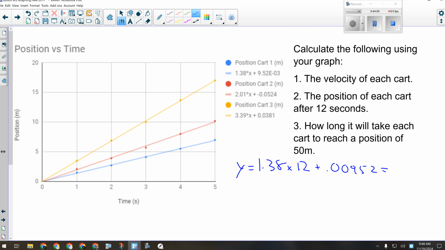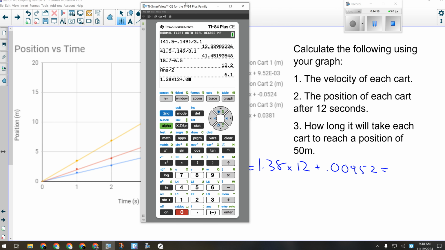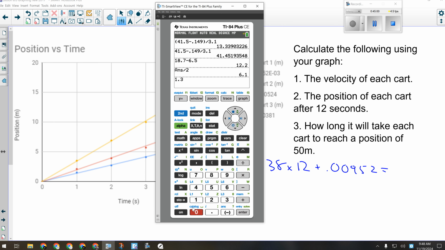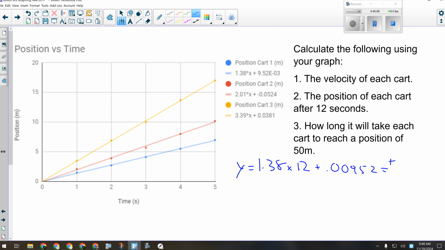0.00952. Okay, and that'll give me where cart number 1 is. So 1.38 times 12 plus 0.00952, and it was positive, right? It was. Okay. All right, so it'll be at a position of 16.57 meters, positive.